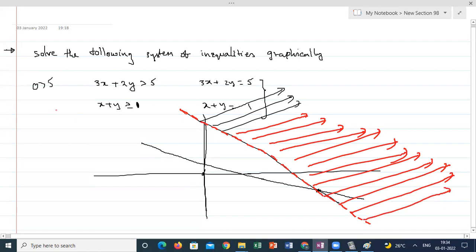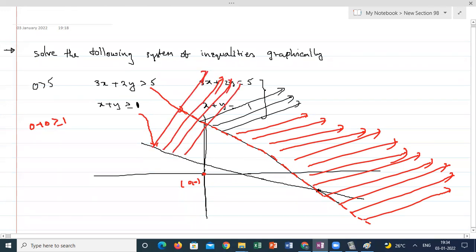X plus y is greater than or equal to 1. See, this is also one more origin point which is below the second line. This is the second line graph, this is the first line graph. So 0 plus 0 is greater than or equal to 1, which is a wrong statement. So you have to take the region above the line, which includes the line because of the equality symbol here.